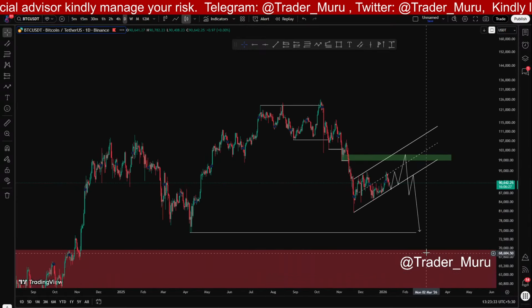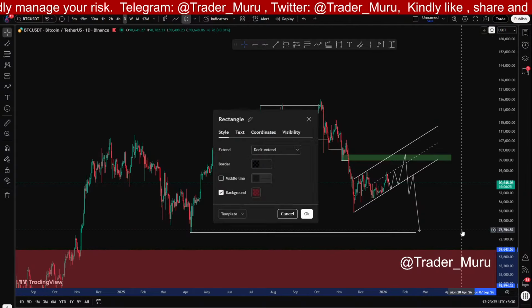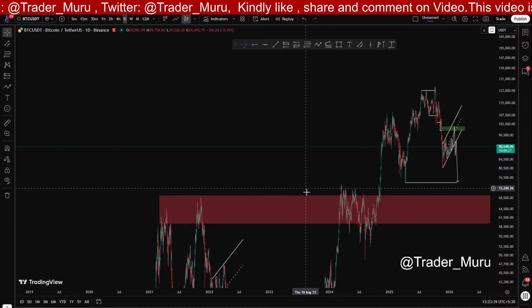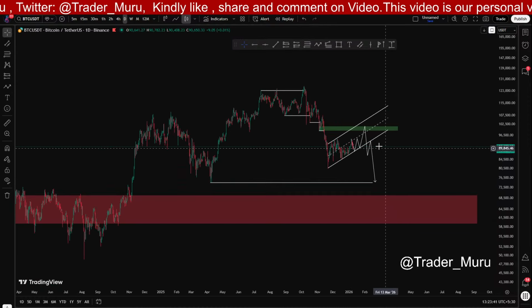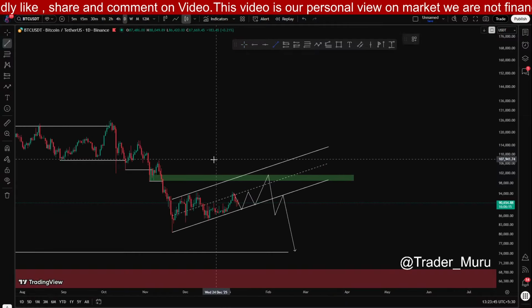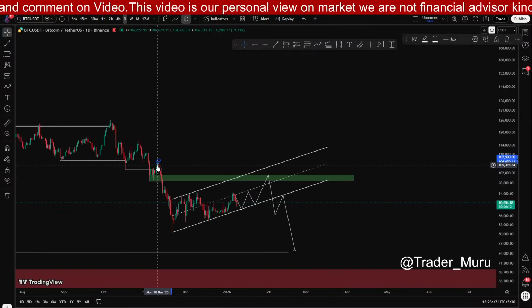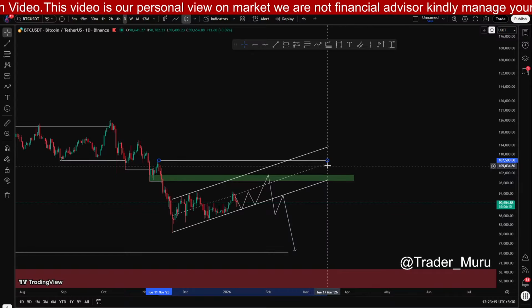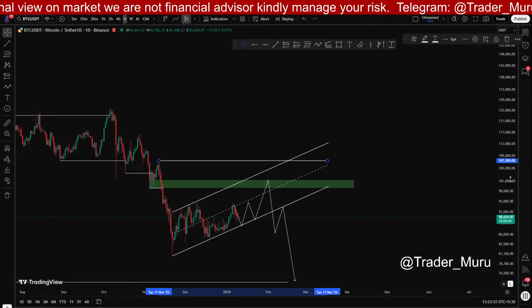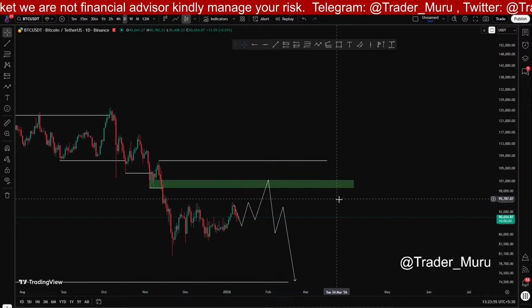This target is still intact. 70,000 to 75,000 is still on the chart, guys, until we have a daily time frame change of character here. This is the change of character area, around 107.5k.